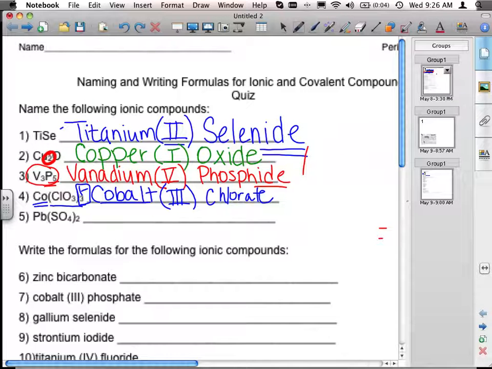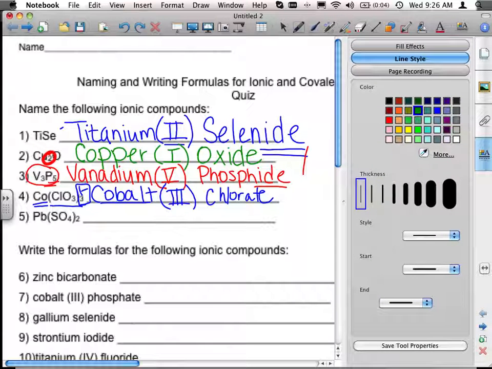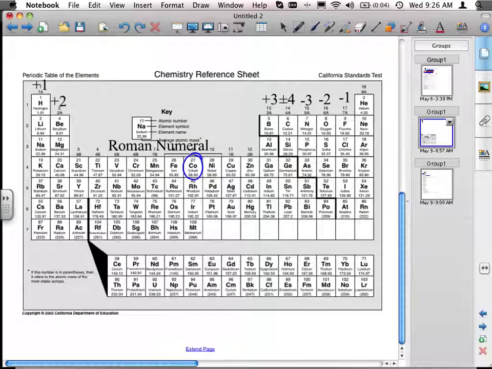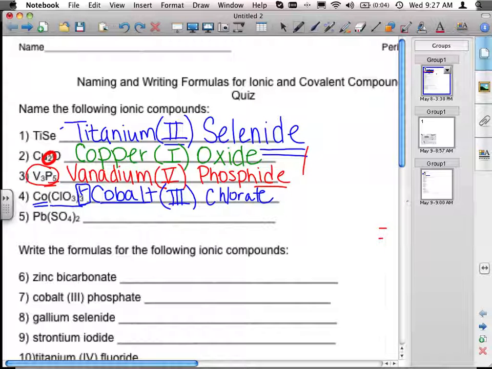Number 5. Number 5 on, we start with Pb. Go to the periodic table. Pb is found right here. It is found in the plus-minus category. So with it being ±4, it is the first element that's listed. So it is going to be a +4 charge. Lead. Look up SO4 on my list.